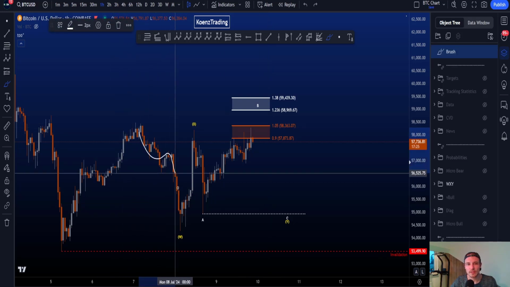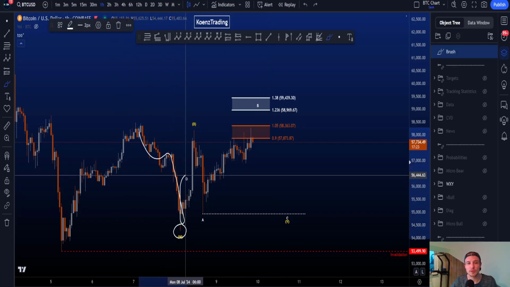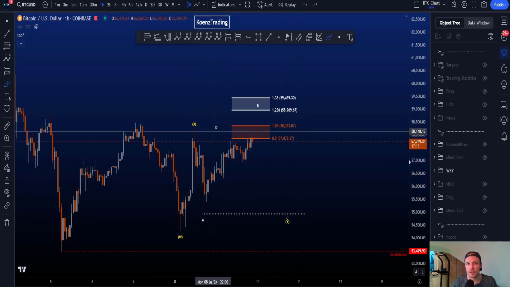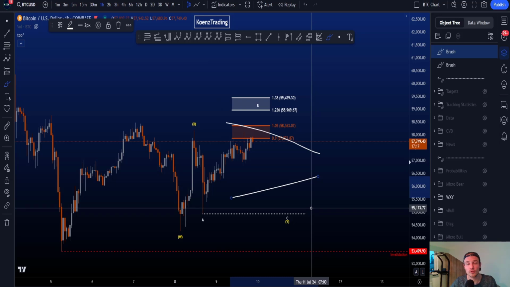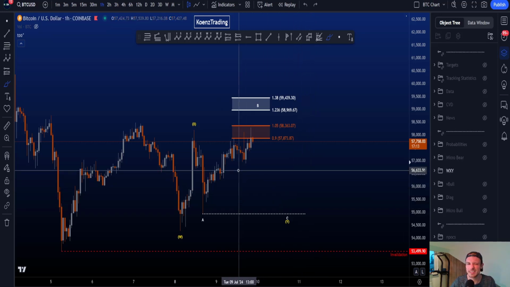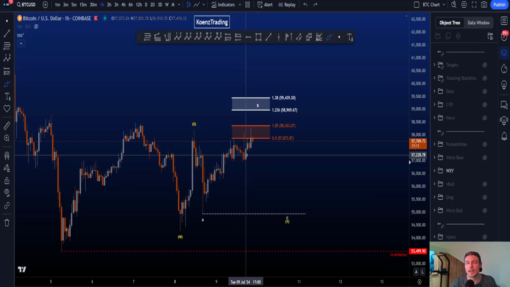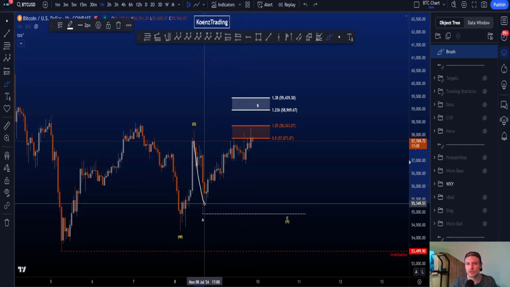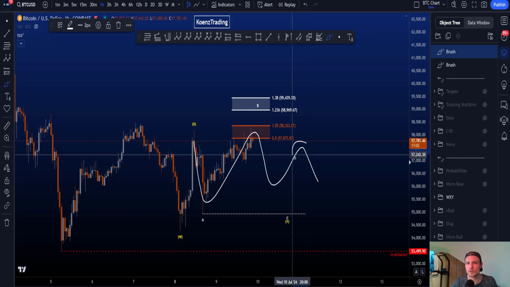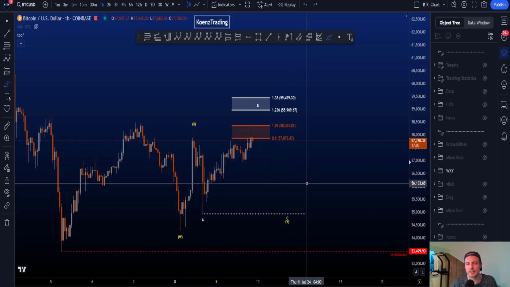A 3-wave zigzag structure to the downside in a wave W, a 3-wave structure up in a wave X, and then we're looking for a wave Y, which has to be a triangle structure or a flat structure. Now at the moment I put the flat on the chart as that is a bit more common for a wave Y, and it's also too early to call a triangle in a wave A, B, C, D, and then a wave E.